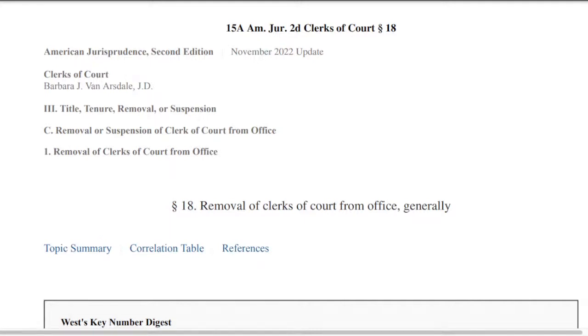Let me write down this page here real quick. And that's Section 18, removal. This is clerks. Excellent.